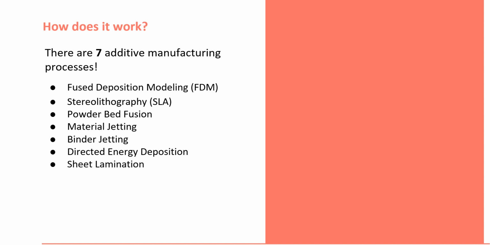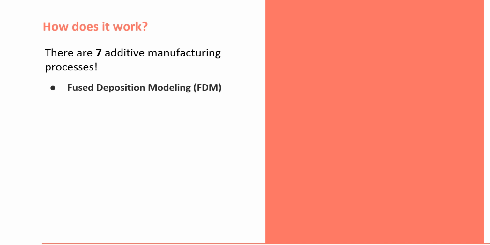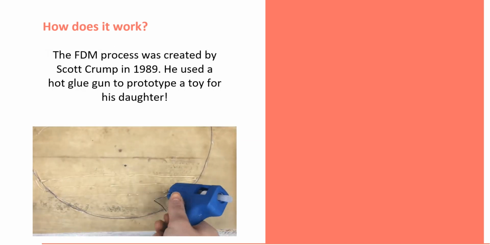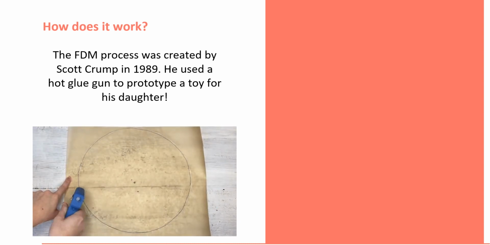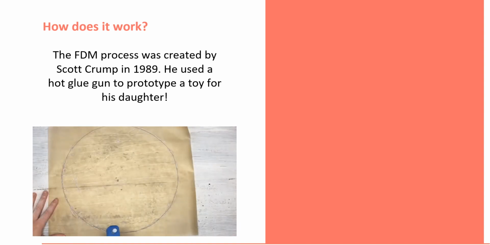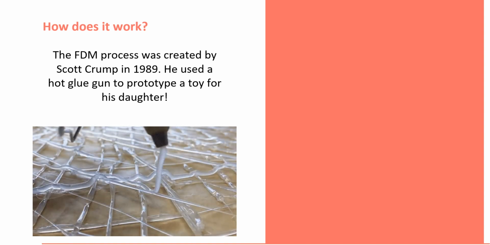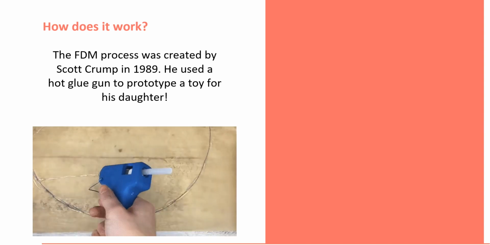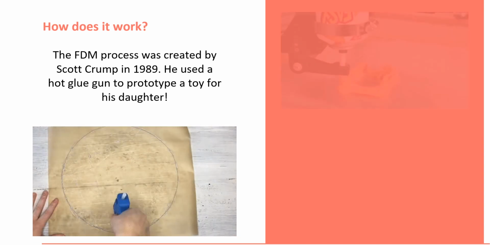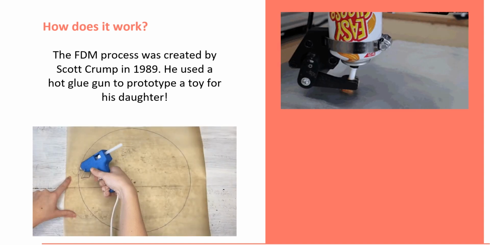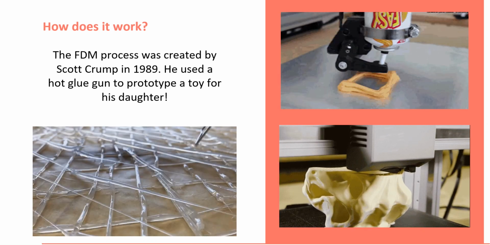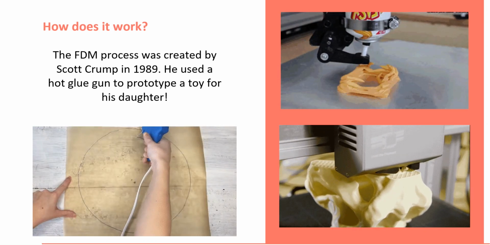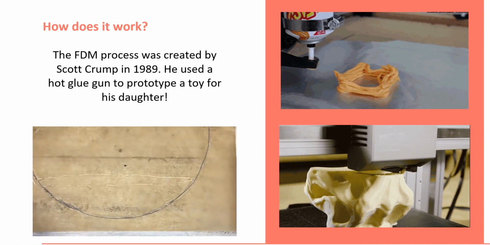We will talk about some of these processes in depth in the next video, but for now we will focus on the FDM process. The FDM process was created by Scott Crump in 1989. He used a hot glue gun to prototype a toy for his daughter. Hot glue guns intake a solid stick of glue, heat it, and dispense hot liquid glue through a nozzle. The glue solidifies as it cools. You can imagine layering lines of hot glue on top of each other over and over until a three-dimensional object is formed. FDM uses the same process to dispense thermoplastics along the X, Y, and Z axes.